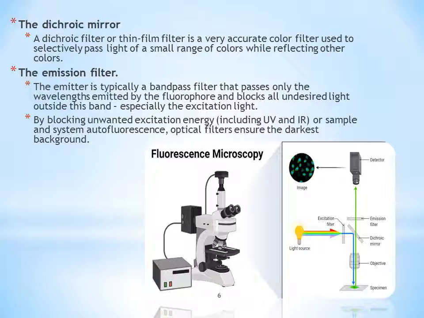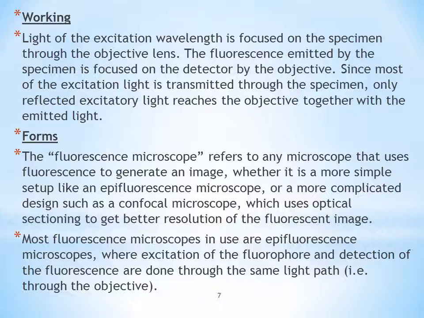The emission filters. The emission filter is typically a band pass filter that passes only the wavelength emitted by the fluorophore and blocks all undesired light outside the band, especially the excitation light. By blocking unwanted excitation energy such as UV and IR, or sample and system autofluorescence, optical filters ensure the darkest background.